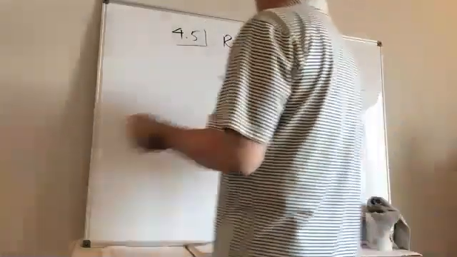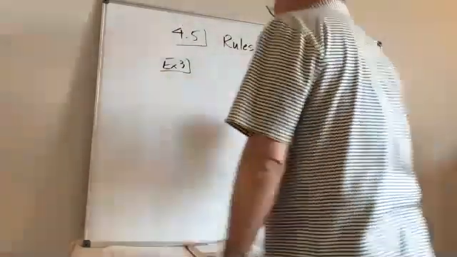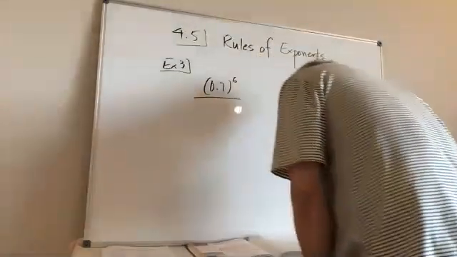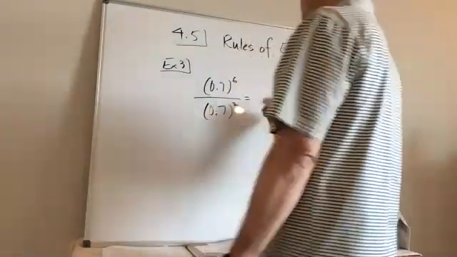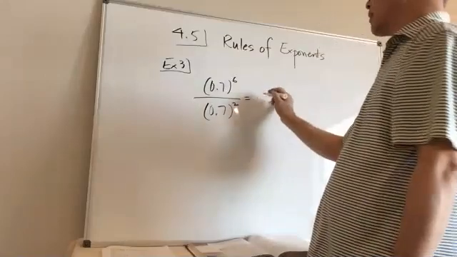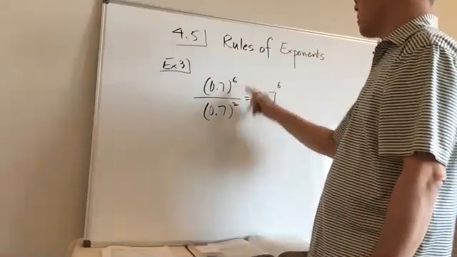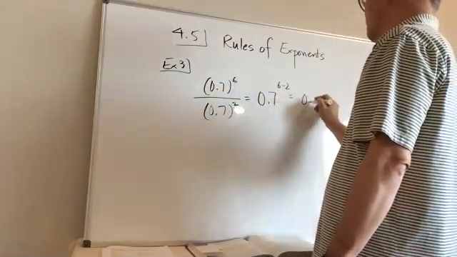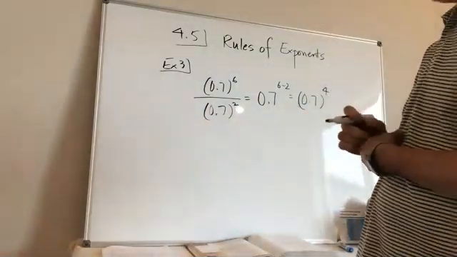So example number 3. Example number 3, we have 0.7 to the 6th power divided by 0.7 to the 2nd. Since the base numbers are the same, I can combine this to say 0.7 to the 6 minus 2, which would be 0.7 to the 4th. Okay, all right.